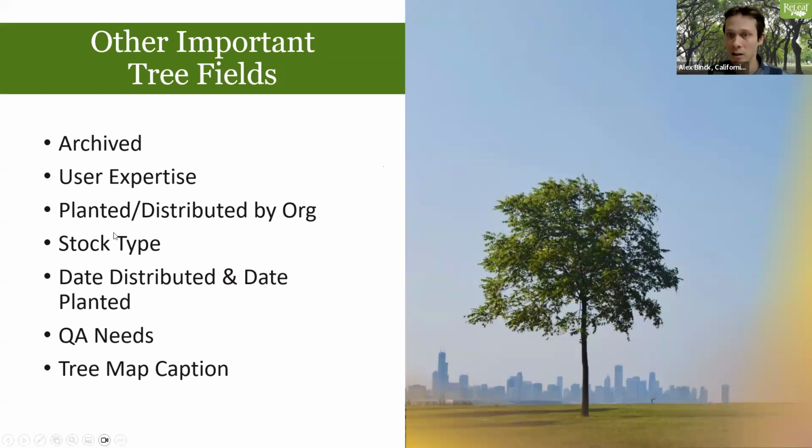Next, we have stock type. This is pretty self-explanatory, but you're just going to choose the size of the tree when you put it in the ground. If you don't know, you can put unknown.